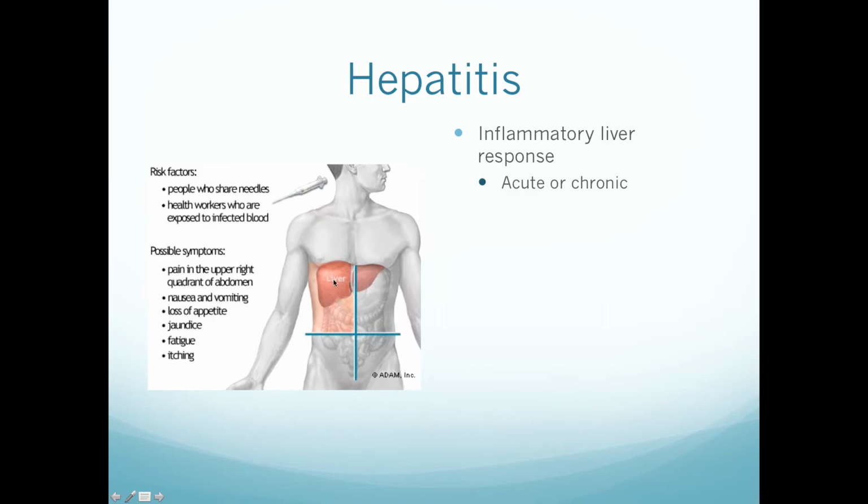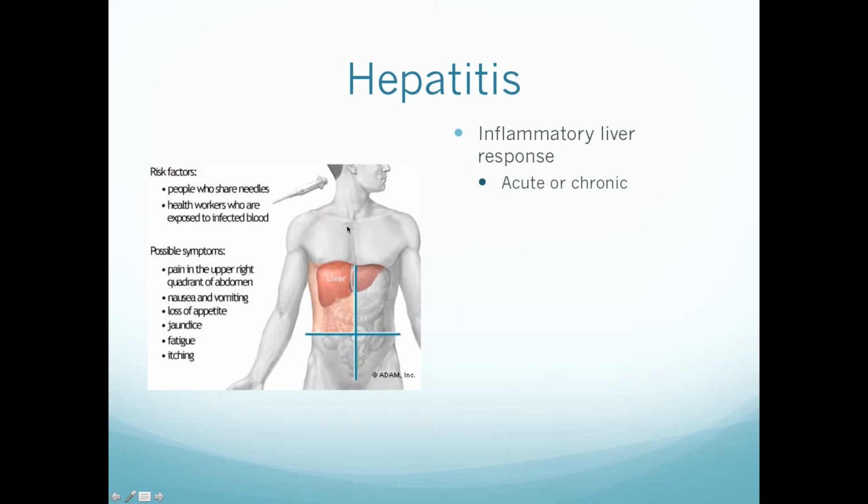There can be jaundice because the liver is not working appropriately, so there's not good bile production. There could be obstruction of ducts, fatigue, itching. These are all signs that there is hepatitis, and there can also be a possible pain in the upper right quadrant in the location of the liver. So this could be either acute or chronic.